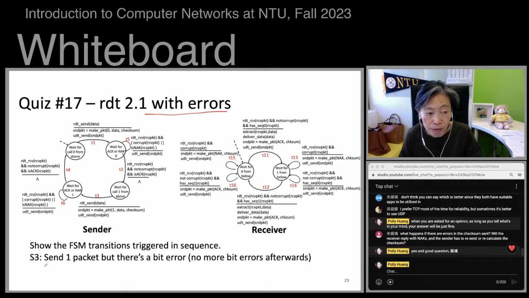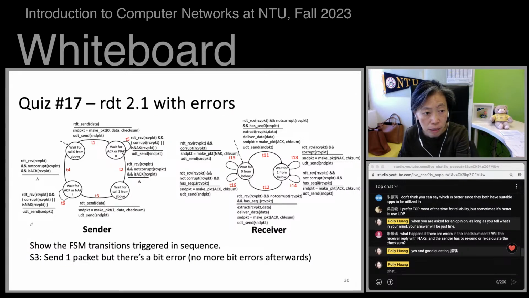So scenario 3, continuing from the two scenarios we see in the example video. Now let's send one packet, but there's a bit error in this packet going to the receiver. This is the only error there is. There will be no bit errors afterwards. So the starting state, I think, should be these. All right, so that's quiz 17.